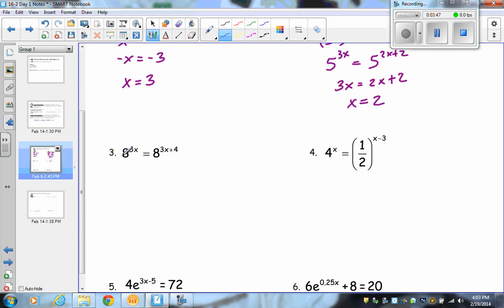Example 3, you have a base of 8 and a base of 8, so all we have to do is set the exponents equal to one another. So 5x equals 3x plus 4. Subtract 3x, that gives me 2x equals 4. Divide by 2, and we get that x equals 2.